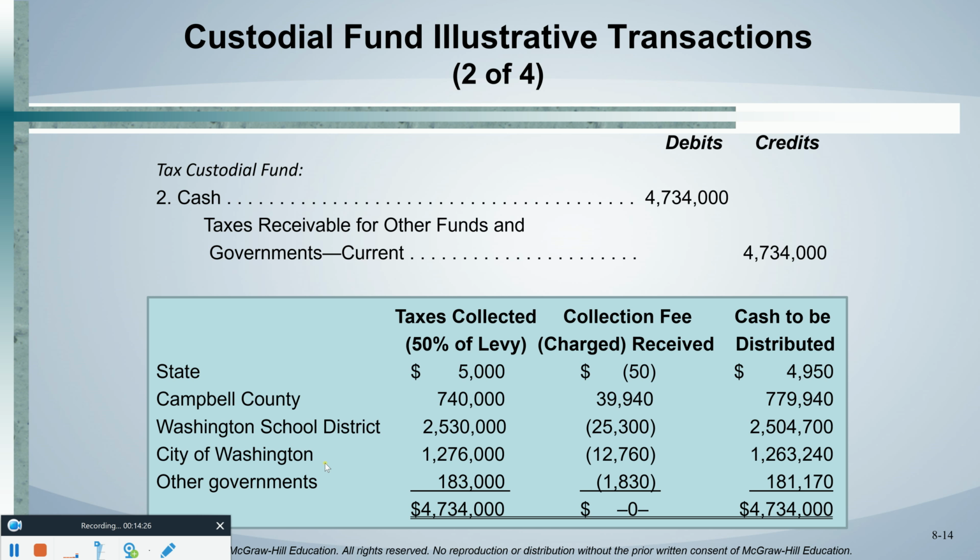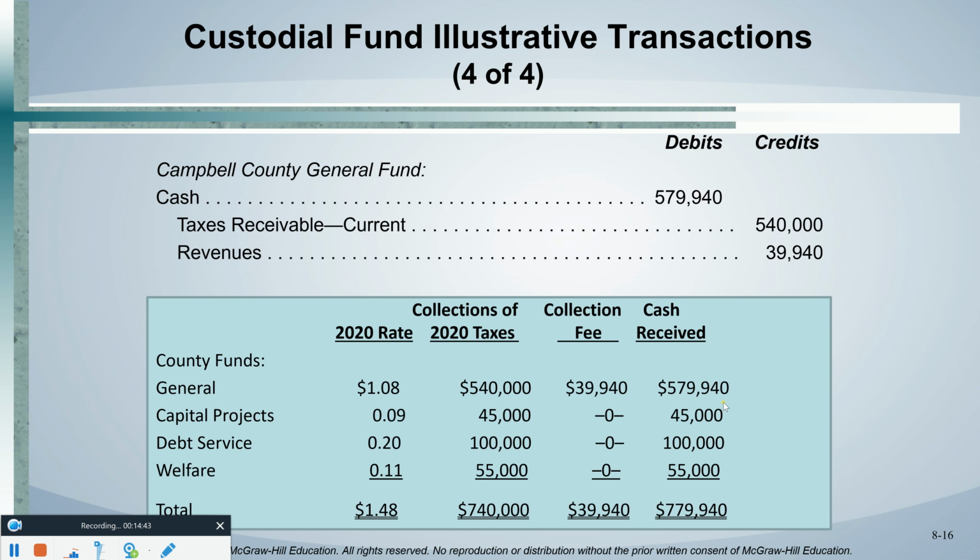Now let me show you the journal entry for the county. One more time before we get there, let me go back. Remember the county? $740,000 in county taxes were collected, plus an additional collection fee that was given to the county, for a total distribution of $779,940. So here it is, the county general fund. Here's the breakup of the $740,000 collected, plus the collection fee is the total amount that is remitted to the county.